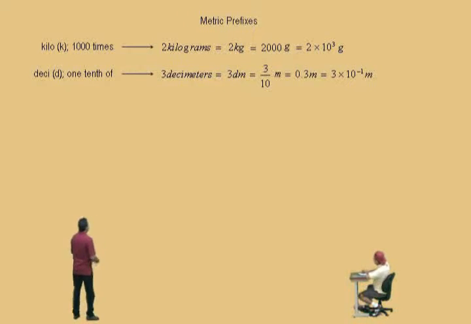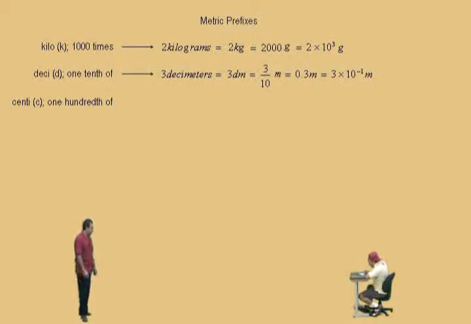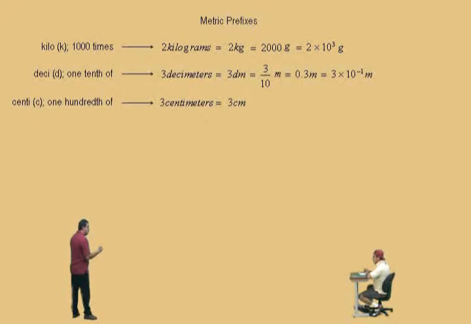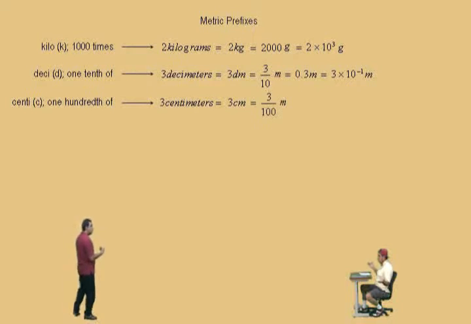Now, if we're going to look at centi, centi means 1/100th of. Now, if we have 3 centimeters, that's abbreviated with 3 cm, remember? If centi means 1/100th of, and you have 3 centimeters, how much of a meter is this, Charlie? It's 3/100ths of a meter because centi means 1/100th of, and you have 3 of them.